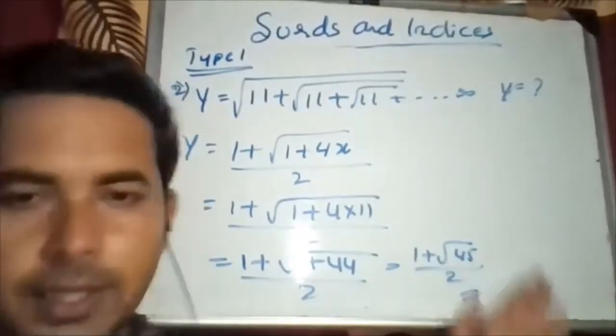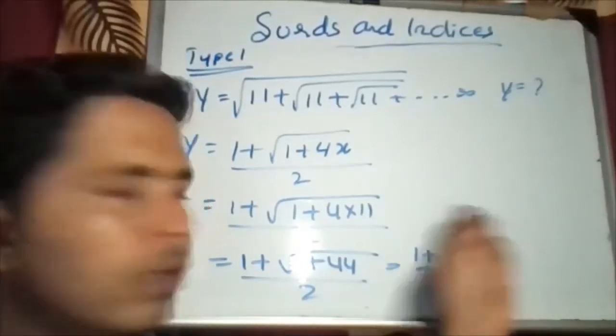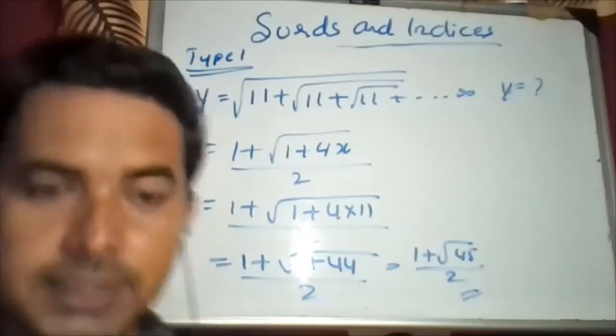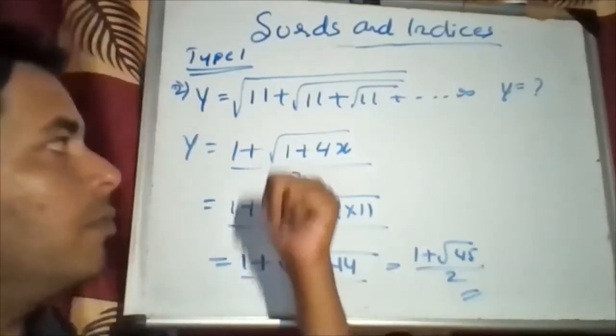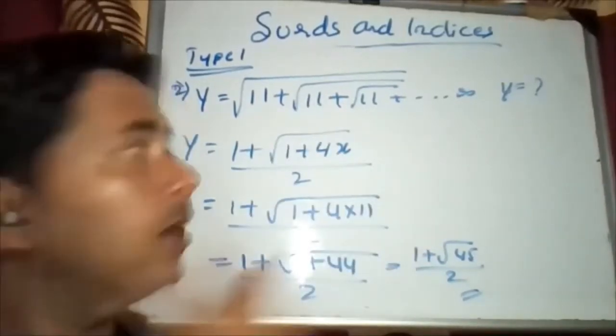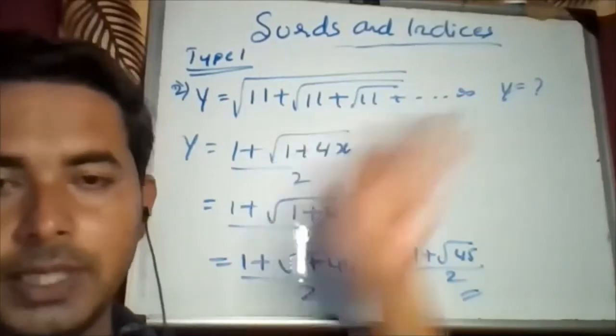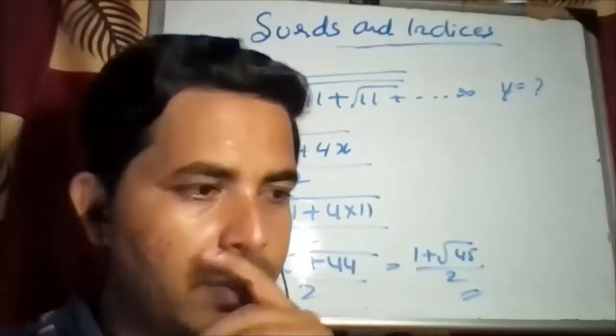If they ask one more step, then what comes? 0.5 plus square root of 45 by 2. Only that much they can give, but your answer will be up to here. When do you have to use this formula? If they ask an 11 type of question, meaning when you are not able to get factors. Okay, this is one type of question.